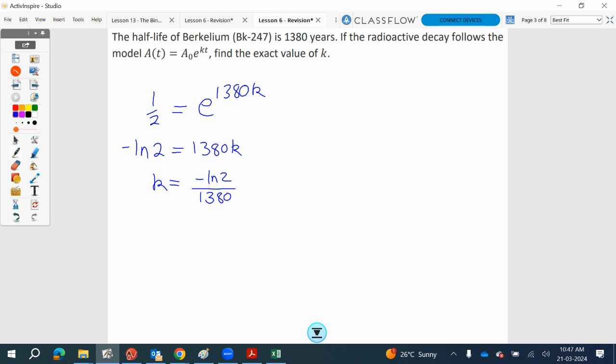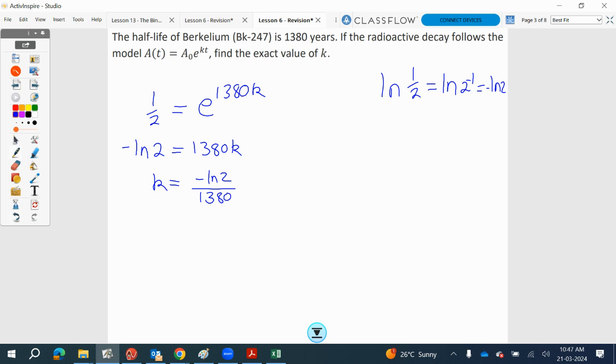Why is it the minus? Because it's over 1, because anything over 1 is the negative power. The negative gets pulled out. It's neat. I would accept ln of a half, but minus ln2 is better.